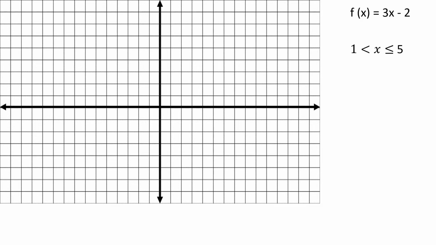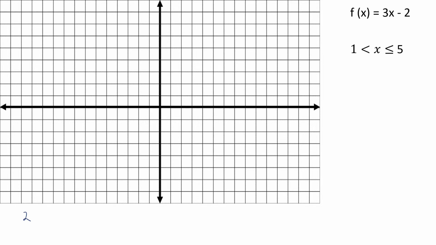So here today we have this inequality. So we have a new function. We have f of x is equal to 3x minus 2. And then we have x is greater than 1. So notice here, x is greater than 1. So x cannot be 1. So the lowest value for x would actually be 2.